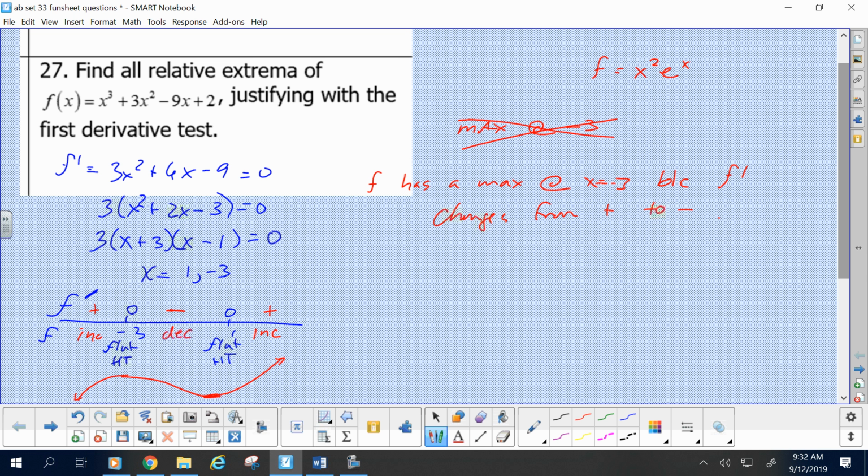I wrote negative 3. And the other conclusion is that f has a min at x equals 1 because f prime changes from negative to positive. Okay, that is the first derivative test. And is it going okay?